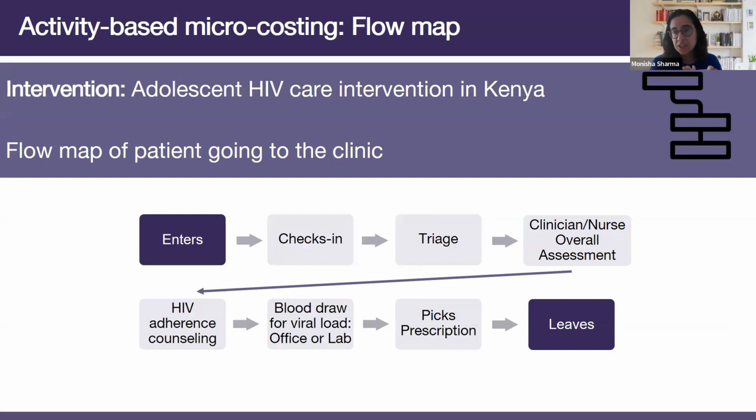And creating an intervention flow map can also make things easier to make sure you've identified all of the categories. For example, we had an intervention of adolescent HIV care in Kenya. So we created a flow map of a patient going through the clinic. The patient enters, checks in, goes to triage, and so on. And then you have a sense of everything that happens, and you can identify the resources used in each of these portions of activities.